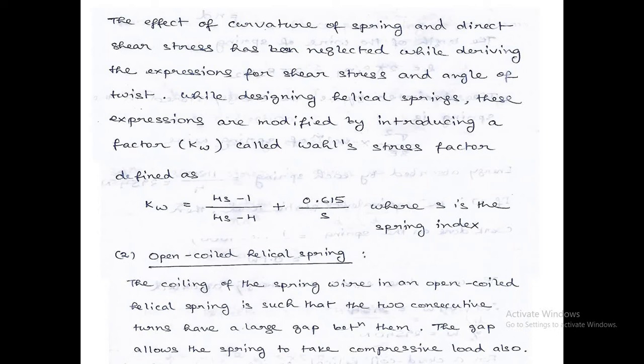Next, number 2, open coiled helical spring. The coiling of the spring wire in an open coiled helical spring is such that the two consecutive turns have a large gap between them. The gap allows the spring to take compressive load also.